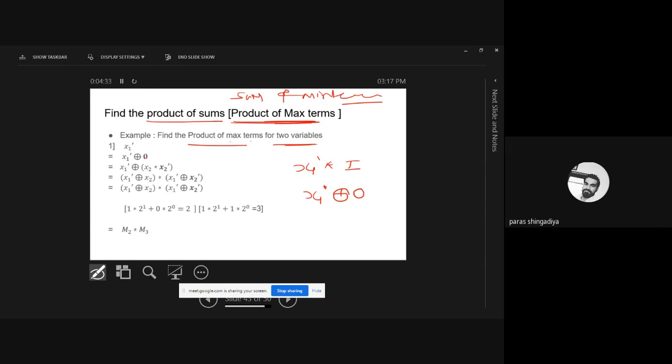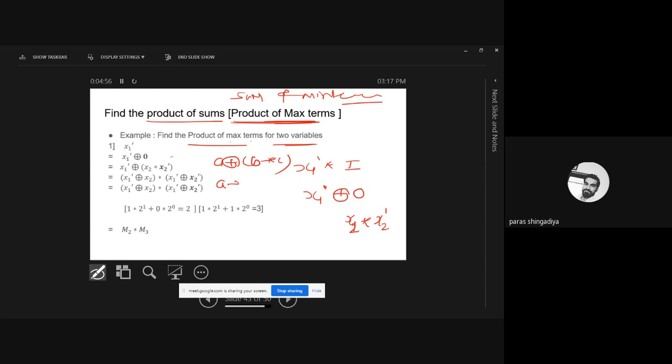Okay, so bring some zero, and now in place of the zero element we will use the formula for the second variable, x2 star x2 dash. Okay, that is the formula for the zero element. So use x2 star x2 dash. Then same procedure, use the distributive law, that is A ring sum B star C. Okay, A ring sum B star C.